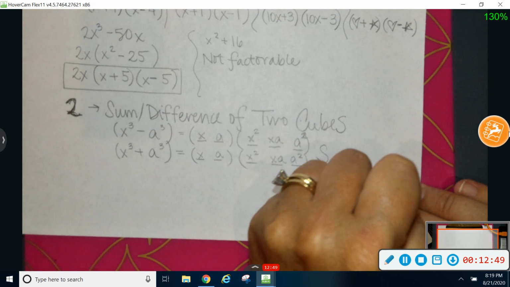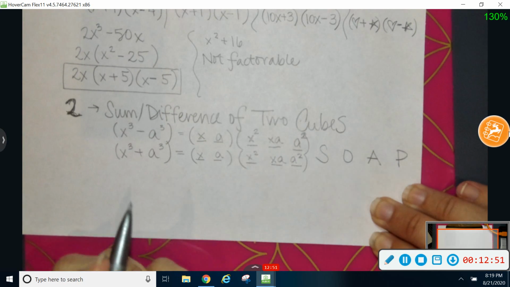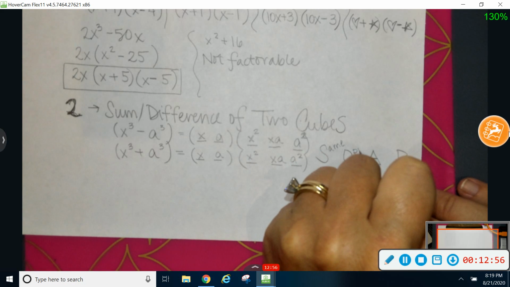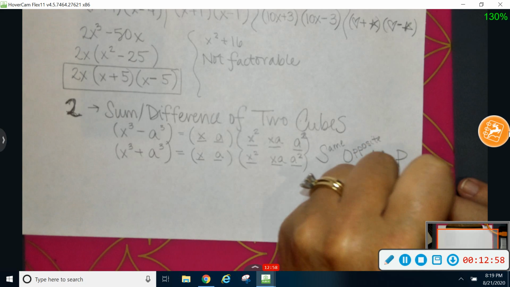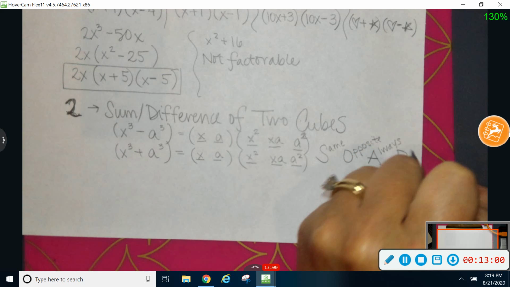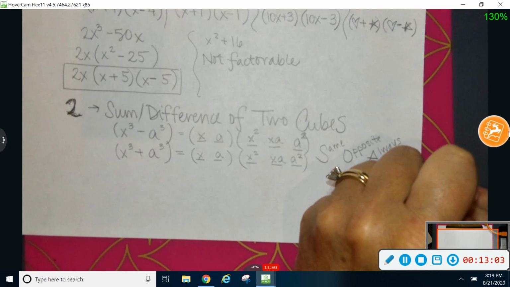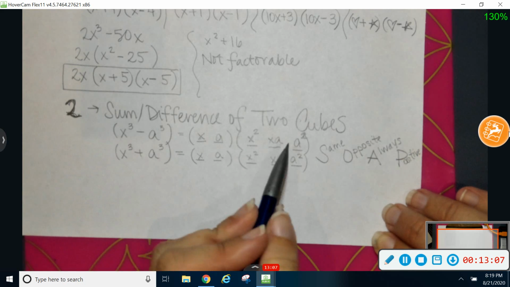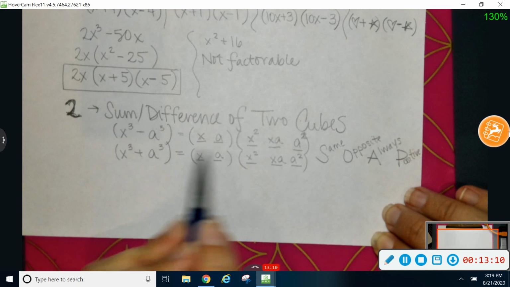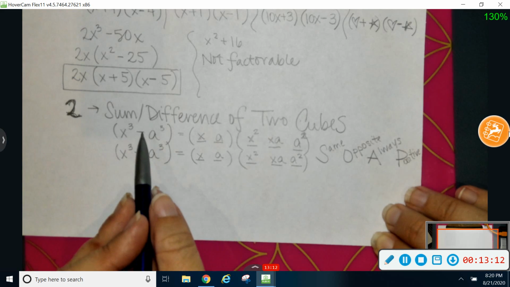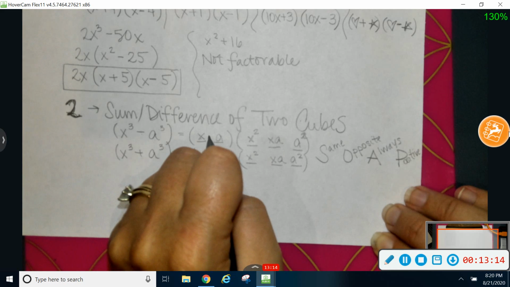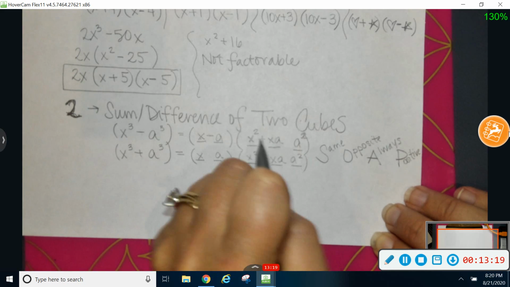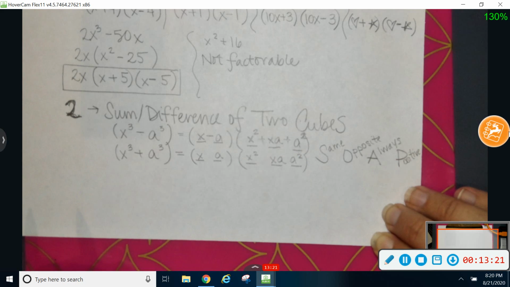We're going to remember that acronym SOAP. And SOAP stands for same, opposite, always positive. If I can squeeze that in. Same, opposite, always positive. So the pattern's the same, whether it's a difference, whether it's a sum. We're going to let SOAP do our signs. If I start with the difference, we're going to connect these with the same sign, minus, the opposite sign, plus, and the back is always positive.